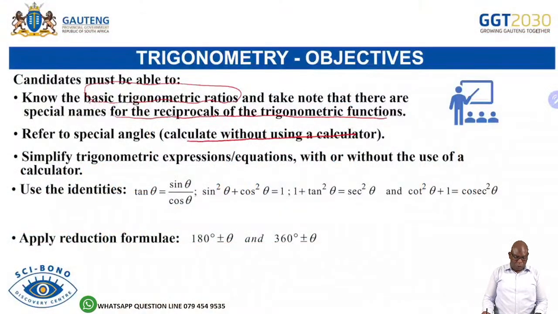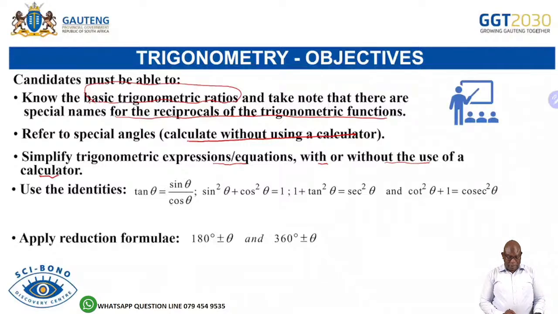So now we need to also refer to the special angles and calculating them without using a calculator. Let's simplify the trigonometric expressions or equations with or without the use of a calculator. You'll see that mostly we are required to do some of these things without using a calculator.